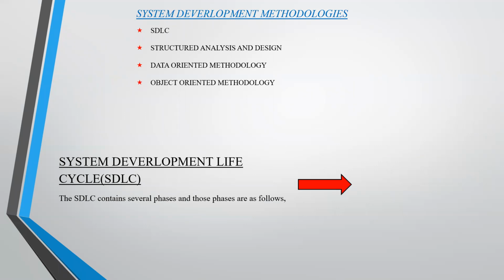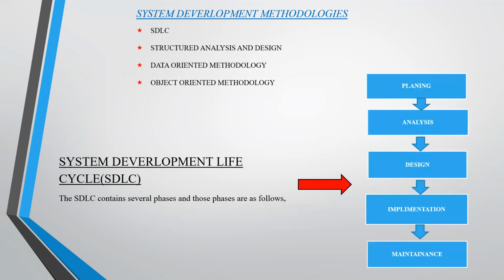Then let's talk about system development methodologies. There are four main system development methodologies: SDLC, system development life cycle, structured analysis and design, data-oriented methodology, and object-oriented methodology. Firstly, we talk about the system development life cycle. The system development life cycle has several phases, and those phases are as follows: planning, analyzing, designing, implementation, and maintenance.